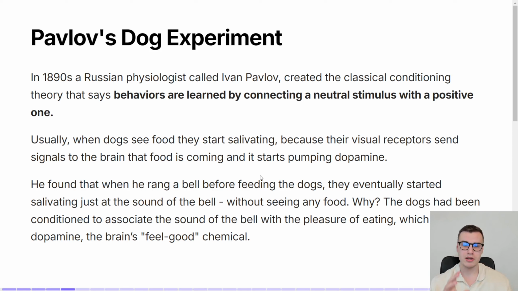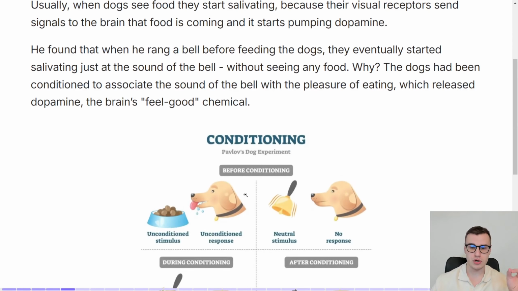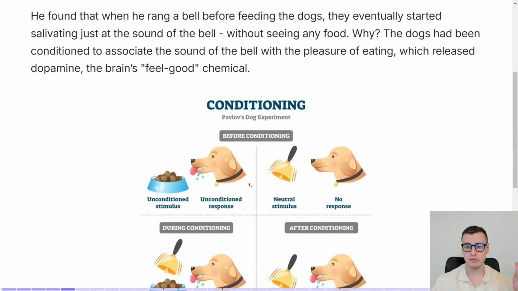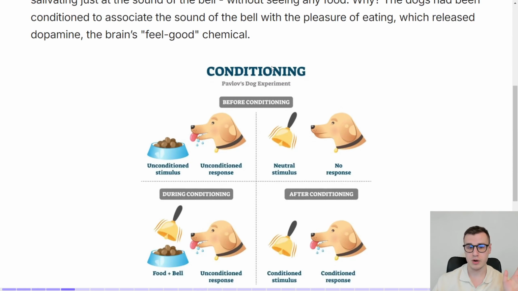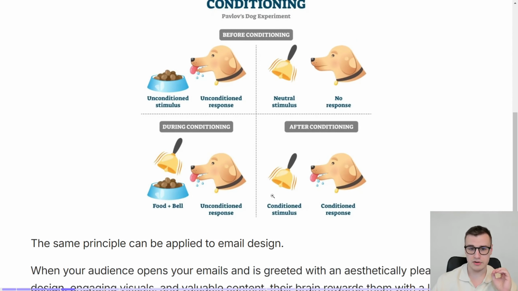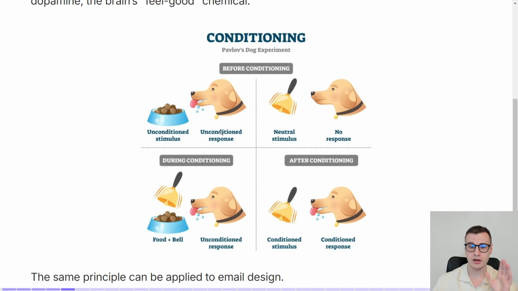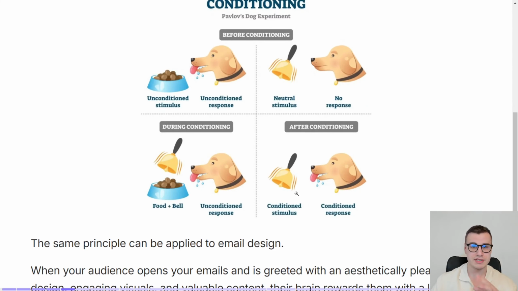So he found that when he rang a bell before feeding the dogs, they eventually started salivating just at the sound of the bell, without seeing any food. Why? Because the dogs had been conditioned to associate the sound of the bell with the pleasure of eating, which releases dopamine, the brain's feel-good chemical, right? So like we have here, the unconditioned stimulus is food and the unconditioned response, and over time they connected the sound of the bell with food, right? The dog started salivating, started producing dopamine just by the sound of the bell, without even seeing food.